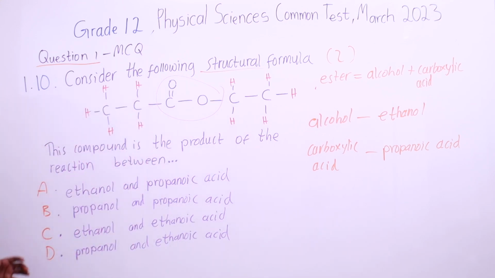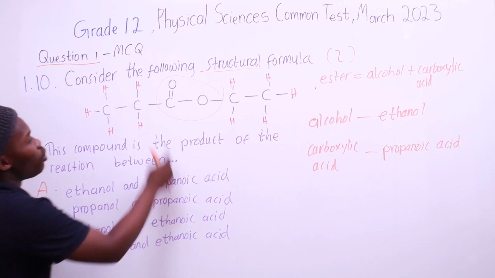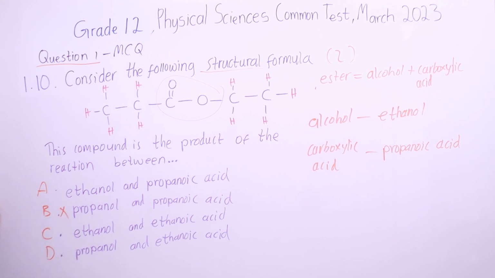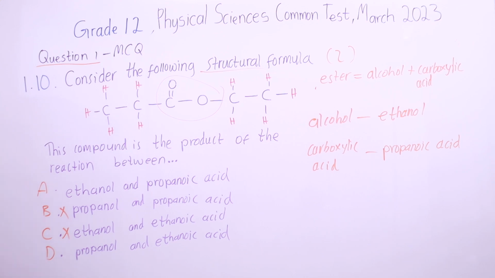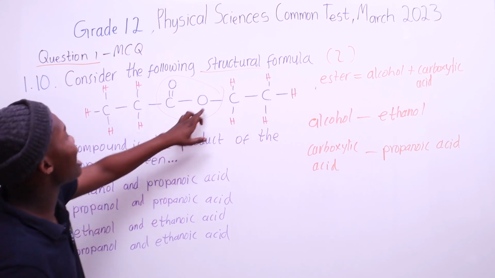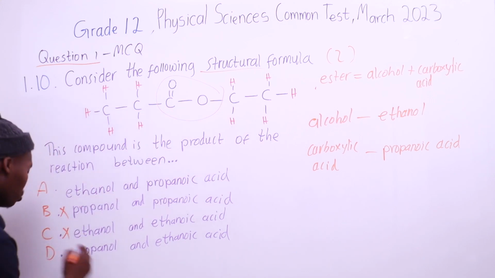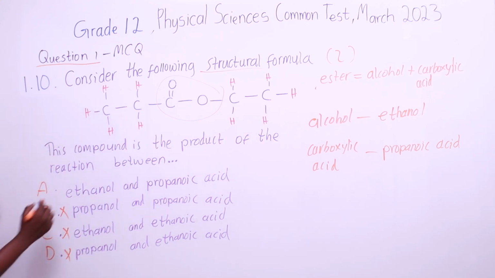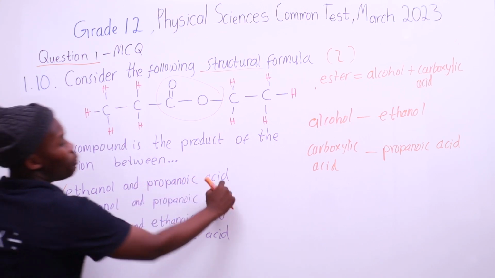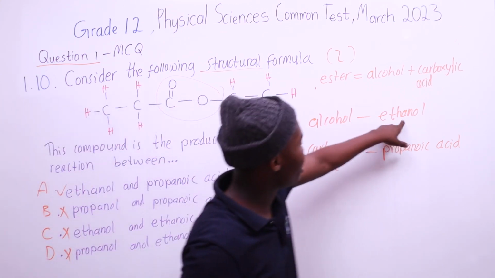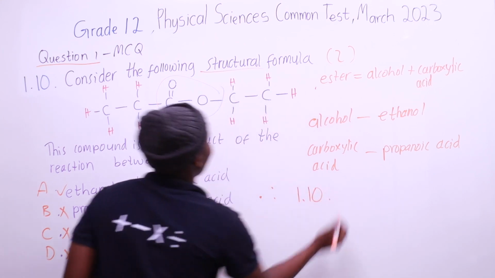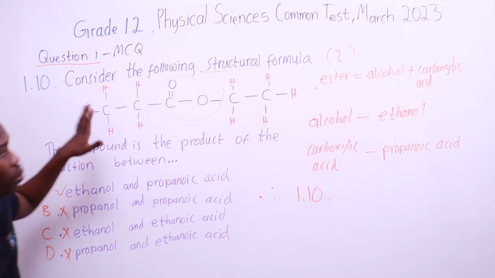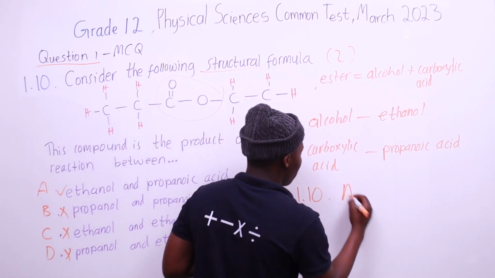Let's look at the options: ethanol and propanoic acid is in A. We can't have propanol and propanoic acid because it is not 3 and 3, so this is out. We can't have ethanol with ethanoic acid because it is not 2 and 2, so this is out. We can't have propanol because on the O side we have 2 instead of 3, so this is out too. So the only correct one is A, ethanol and propanoic acid. So the answer for 1.10, the last MCQ of 2 marks, is A.